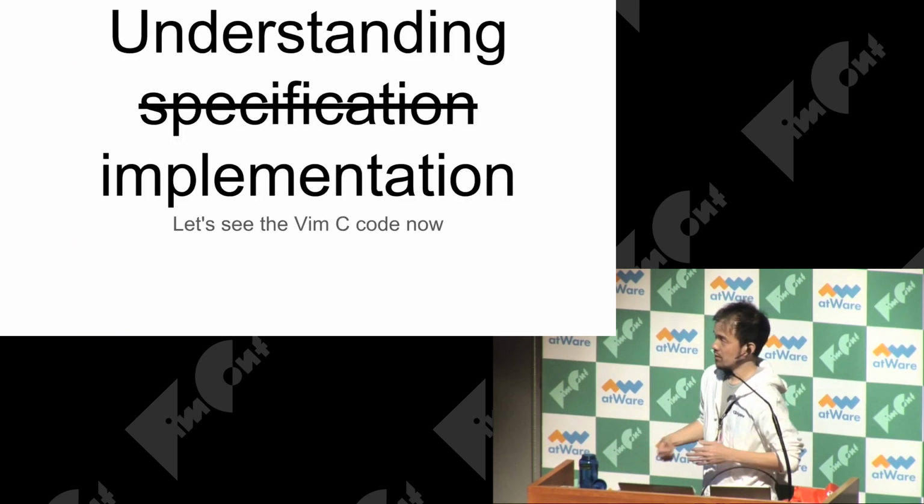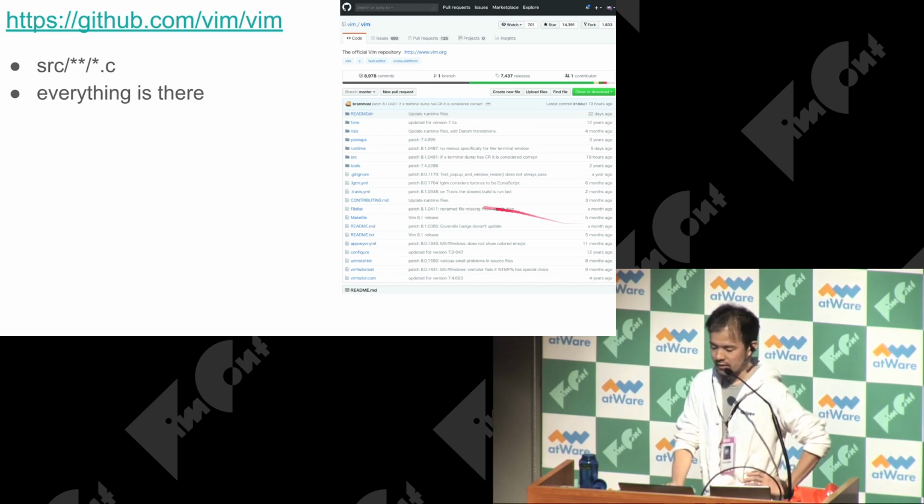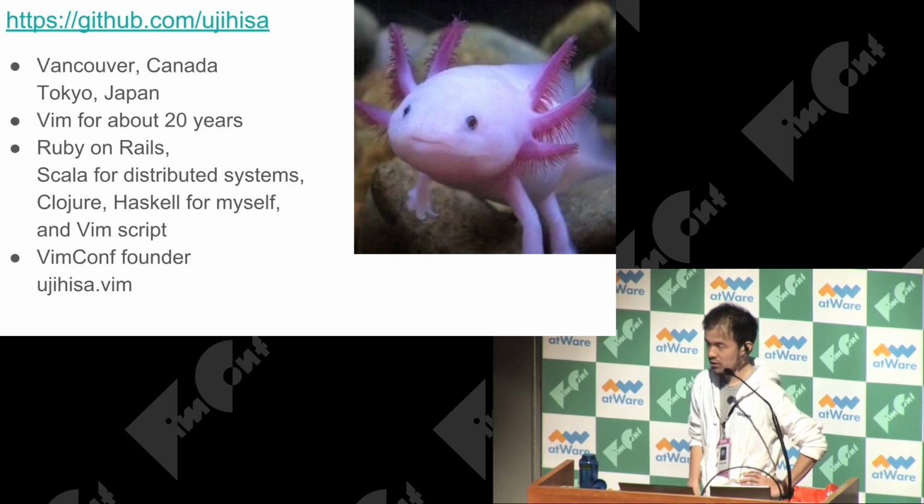The implementation C code is hosted under GitHub/vim/vim, particularly under the src directory, where there are lots of C files. We can see the code from top to bottom right now, but before that, I forgot to introduce myself, so let me do that now.